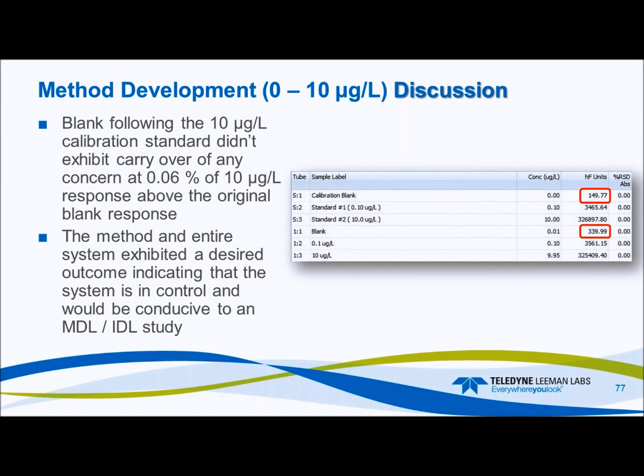A little bit of discussion. This blank right here, if I run a little bit of math on it, subtract the 149 from the 339, that gives me 0.06% of the 10 ppb as carryover. So that's pretty insignificant, so I'm not going to worry about that too much. Again, we're calibrated up to 10 ppb. We're not in PPT mode, we're in PPB.